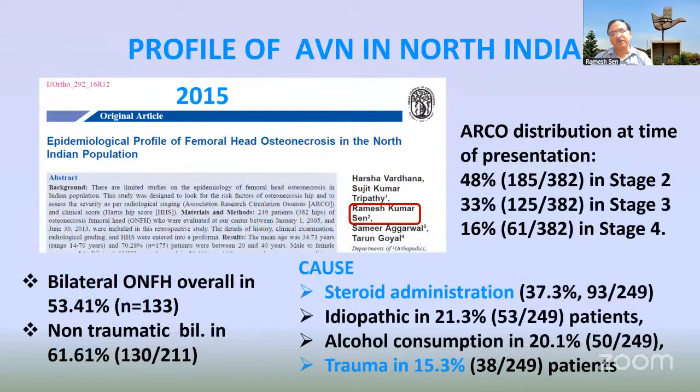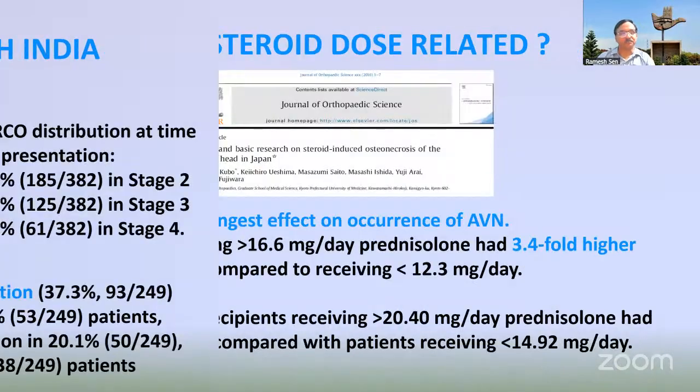In India, we did publish our profile in North India way back in 2015. We studied about 250 patients, 214 with 382 hips. What we found was that bilateral disease was there in 53% of cases, and steroid administration was the maximum cause, followed by idiopathic and then alcohol in the series which we had in our population.